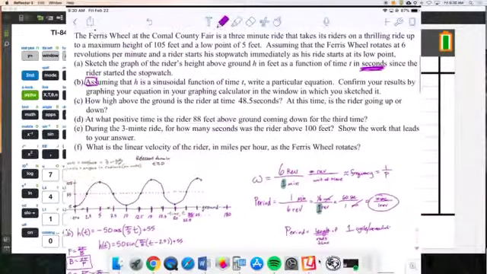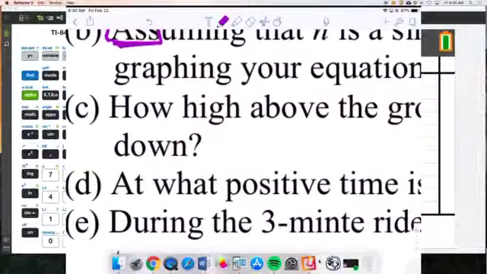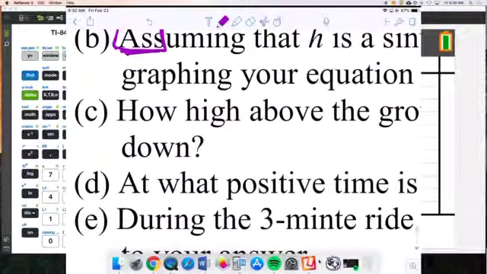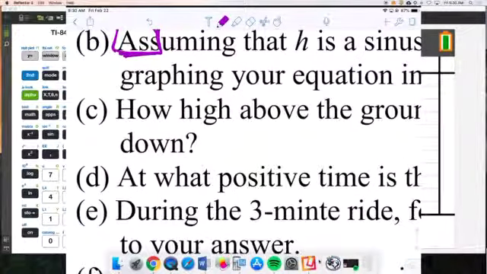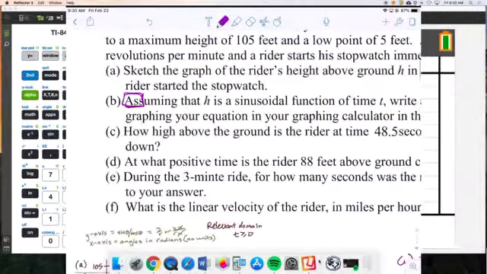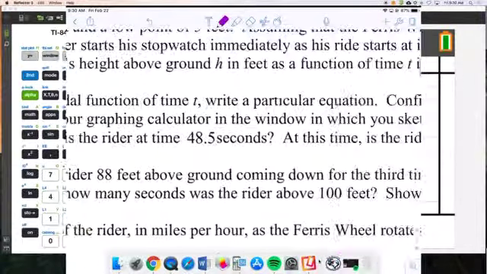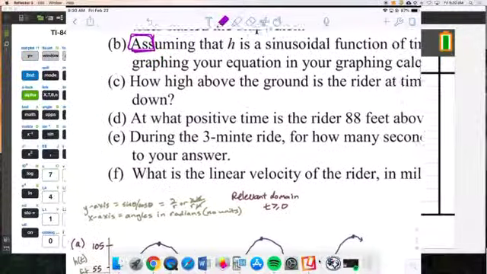It says part C. Now that we have the model, we don't just walk away. That's what we did in the last section. Kind of unfulfilling, right? Aw, so pretty. I want to use it. Well, now we get to part C. How high above ground is the rider at 48.5 seconds? At this time, is he going up or down?